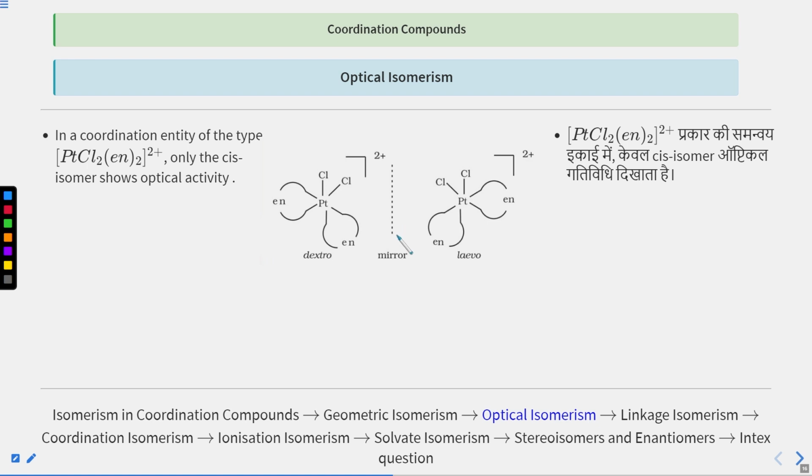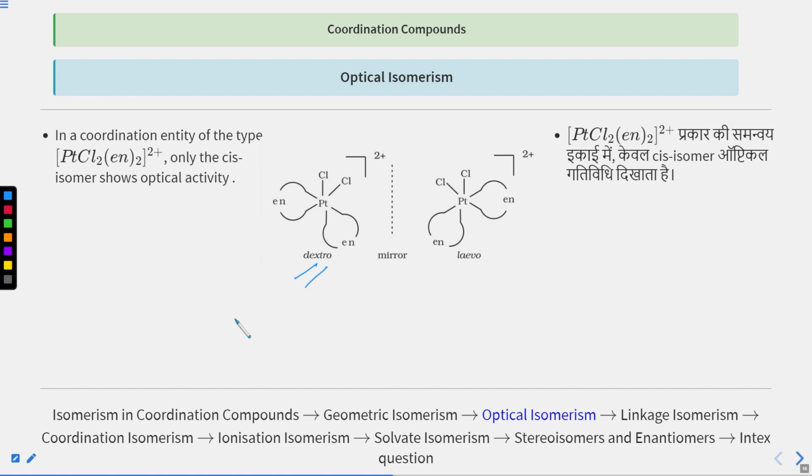So you can see a very clear example of it. This is called dextro and levo. Why is it called dextro and levo? How will you identify it? You can't place a mirror each time and see whether it is superimposable or not. You will need a lot of imagination and time, and in the exam you don't have much time. So for that, simply locate a plane, which is called the plane of symmetry.